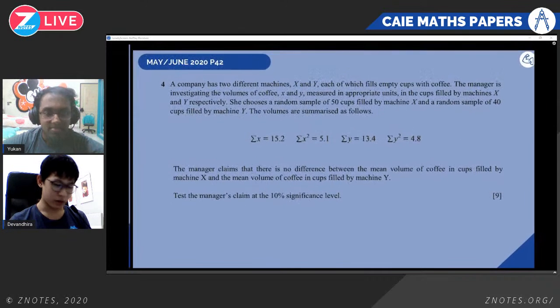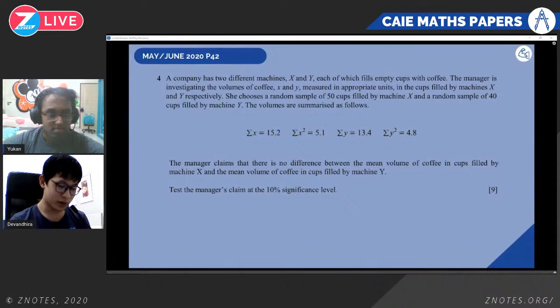Oh my god, the paragraph's quite long. A company has two different machines, X and Y, each of which fills empty cups with coffee. The manager is investigating the volumes of coffee, small x and y, measured in appropriate units, in the cups filled by machines X and Y respectively. She chooses a random sample of 50 cups filled by machine X and a random sample of 40 cups filled by machine Y. The volumes are summarized as follows. So we have the information right here.